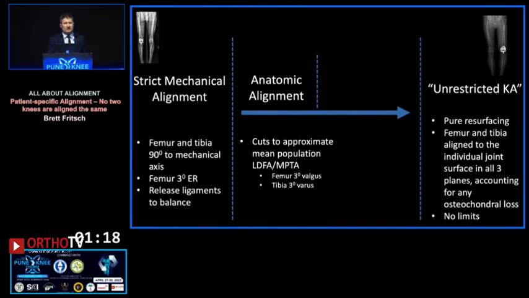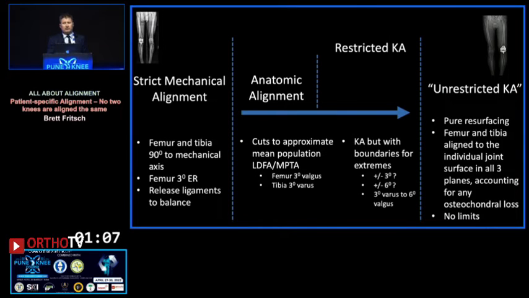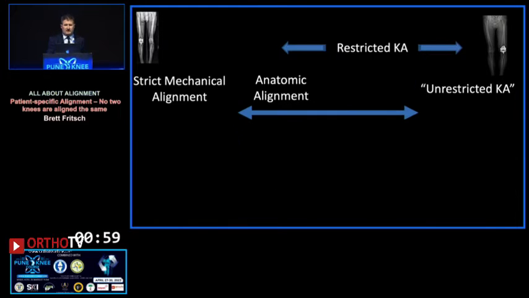Hungerford described in 1982 the anatomic alignment. Instead of cutting at 90-90, a bit of 3 degrees valgus on the femur, 3 degrees varus on the tibia. That was closer to the averages of the anatomy, but it's not normal. Then you've got restricted KA. This is where you are happy to go off axis, but with limits. How far off limits differs from surgeon to surgeon and gives you some idea of where you'll end up.